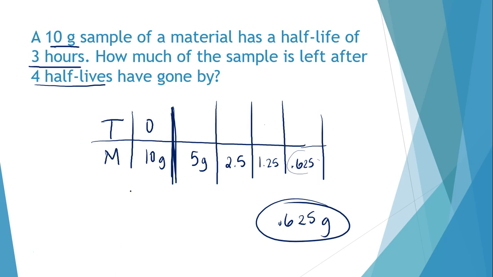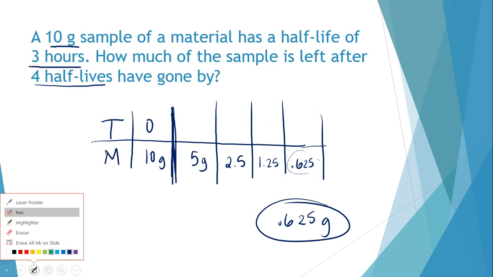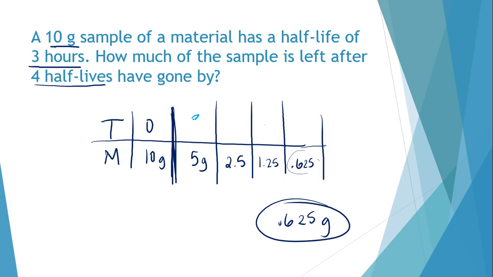Now, an alternate question that I could have asked you would be to ask you, like how much time went by, in which case you would need to fill this in. 3 hours, 6 hours, 9 hours, 12 hours. Every time it goes by, you add another 3 hours. So if we answer that question, 12 hours. It took 12 hours to get to this.